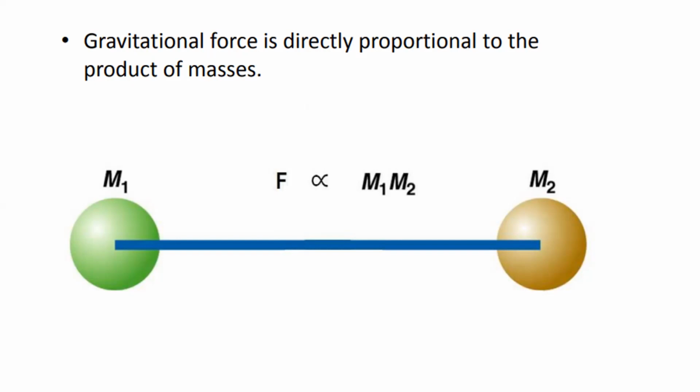So here, as you see, the gravitational force is directly proportional to the product of the two masses, mass 1 and mass 2. So one of the factors is the two masses. What is the second factor? The distance between them.